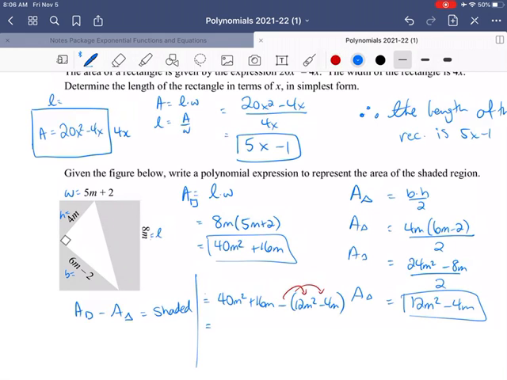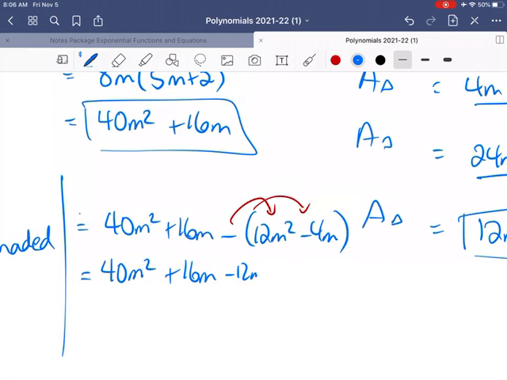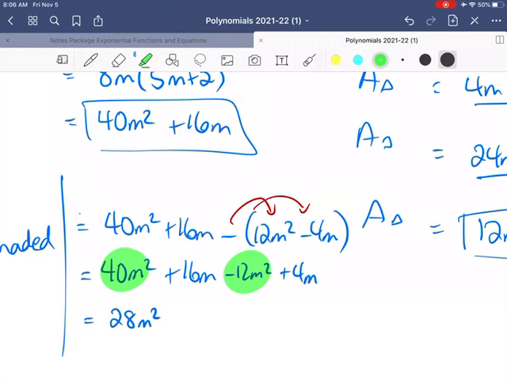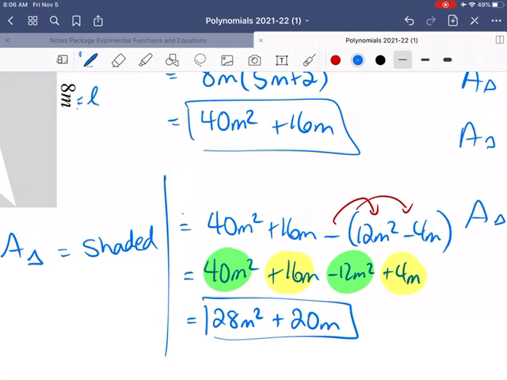That's yesterday's lesson. So we end up with 40m squared plus 16m minus 12m squared plus 4m, and the 40m squared and the negative 12m squared will simplify to 28m squared, and the 16m and the 4m will simplify to 20m. So there's your answer. The area of the shaded portion is going to be 28m squared plus 20m.